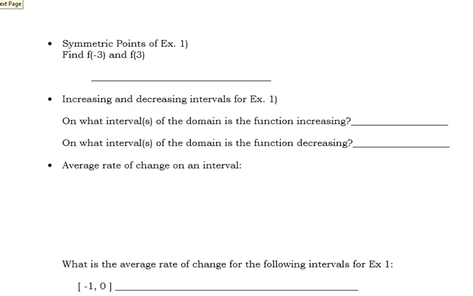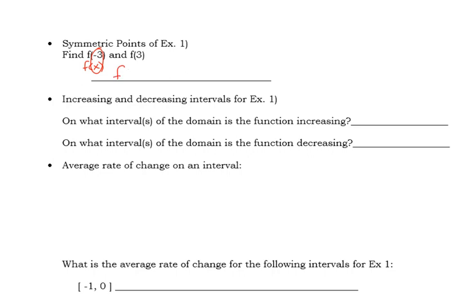Now, our parabola has what we call symmetric points. And we're going to find f of negative 3 and f of 3 to find out their symmetric points. Remember that this is function notation, which is like an f of x. So I want to know, when x is negative 3, what the value of y is.